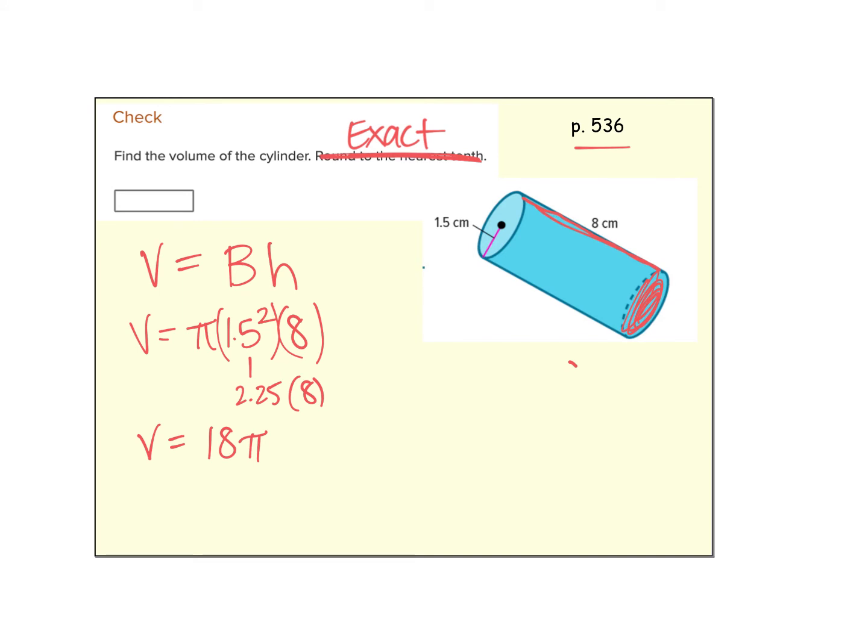This is more exact. So my exact volume is 18 times pi centimeters cubed. That would be in terms of pi. If I asked you for the approximate, I'd put that symbol, and then I would actually times it by 3.14.